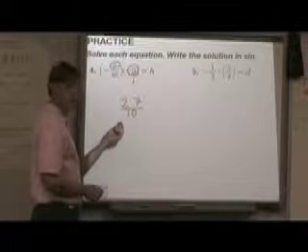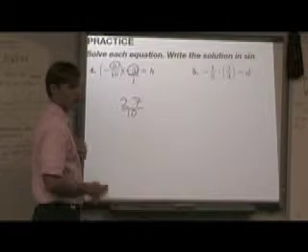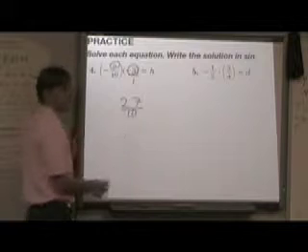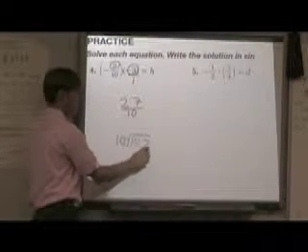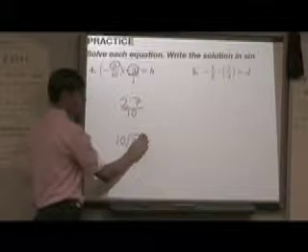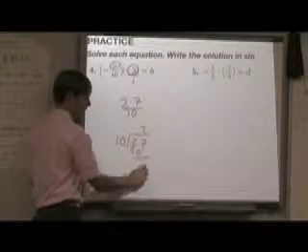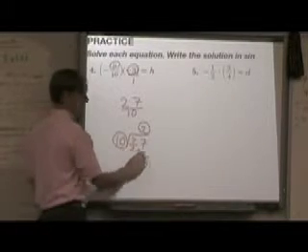A mixed number. There's no such thing as a mixed fraction. Either it's a fraction, a whole number, or a mixed number. Okay? So to make this a mixed number, divide the bottom into the top. How many times does 10 go into 27? Leaving a remainder of what? 7. So it's going to be 2 and 7/10.